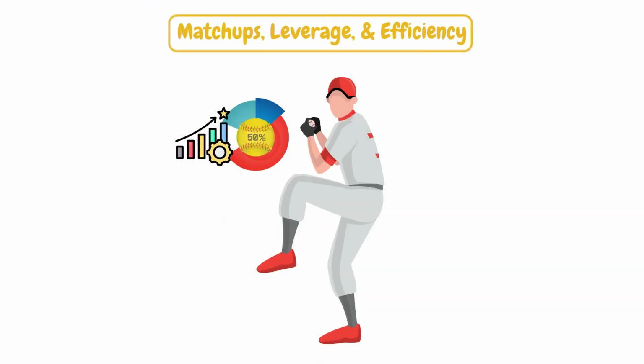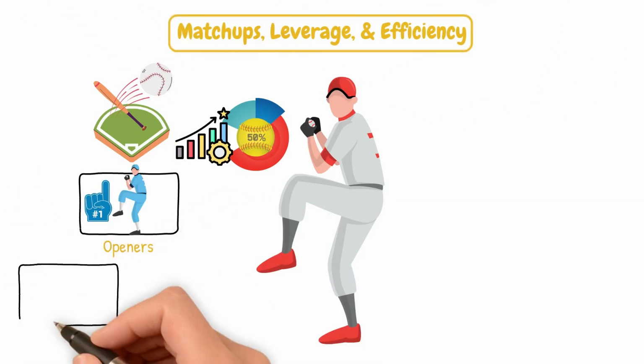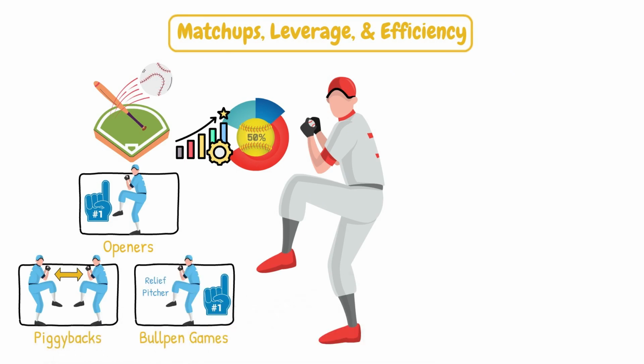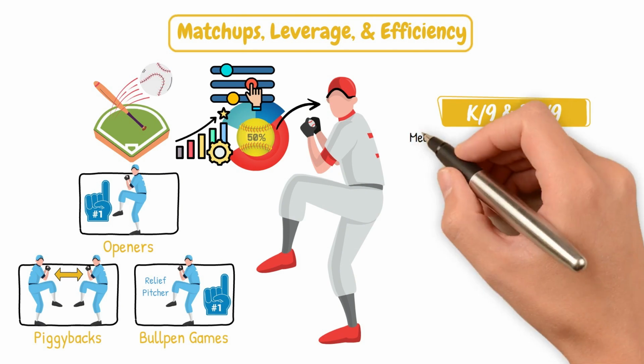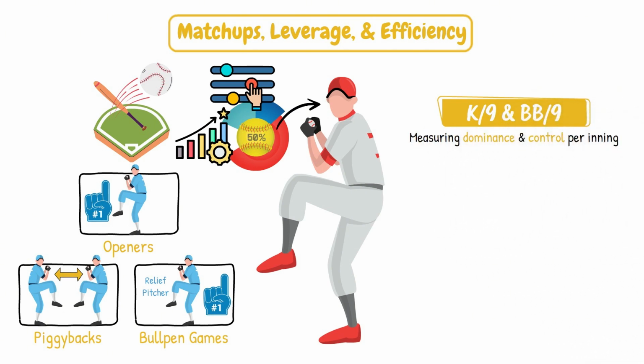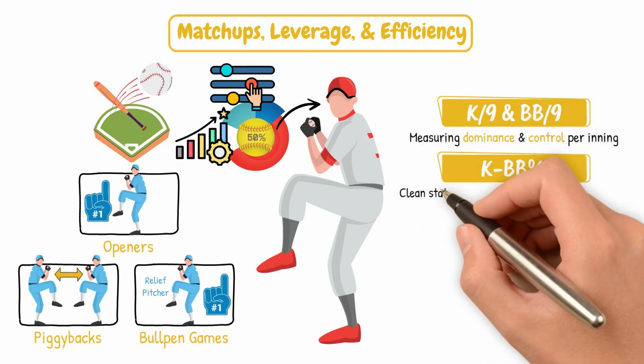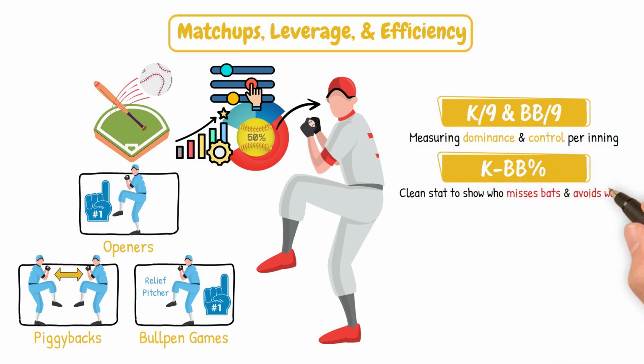As technology and availability of pitching statistics evolved, so did the game. With openers, piggybacks, and bullpen games, we needed to continue to change the stats we use to evaluate pitchers. During this era, we leaned into K per 9 and walk per 9, measuring dominance and control per inning. K to walk ratio, a clean stat that shows who missed bats and avoided walks.